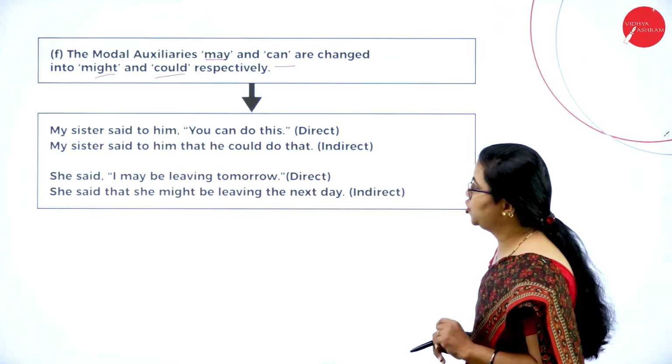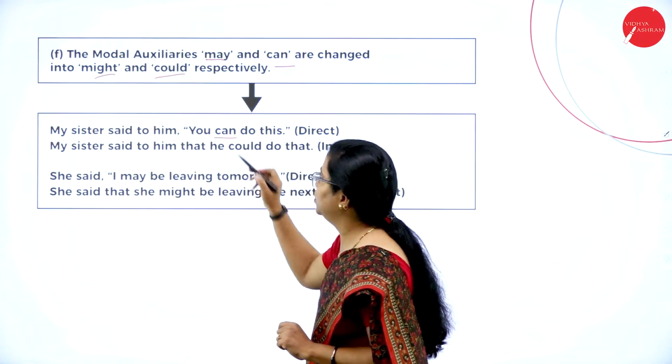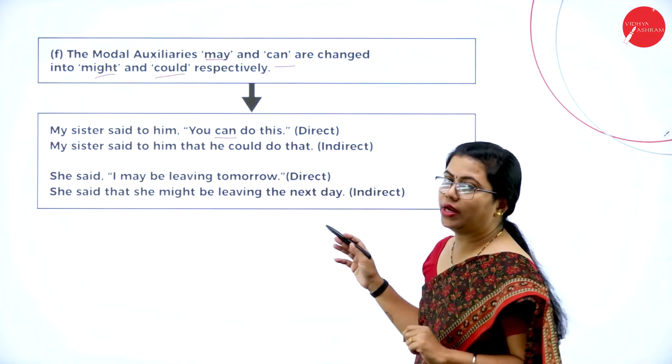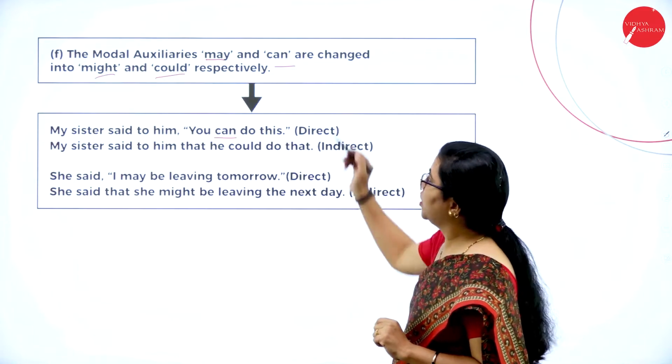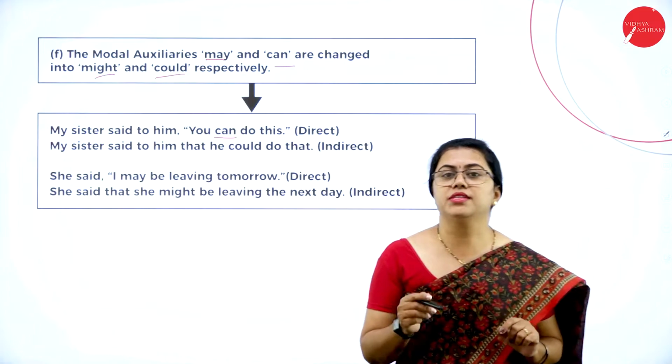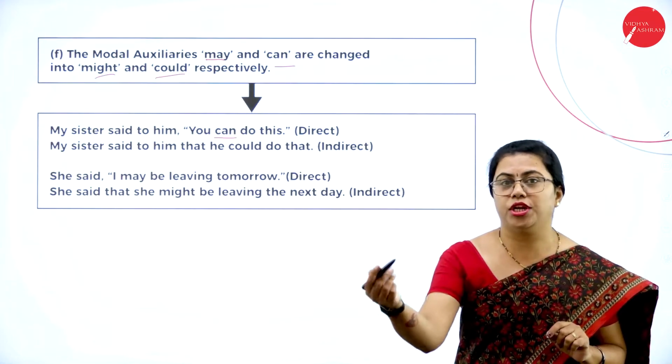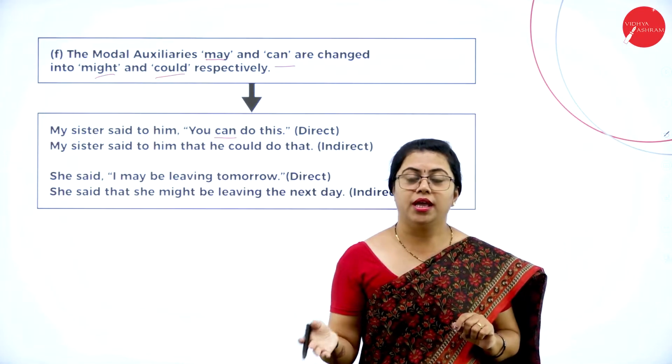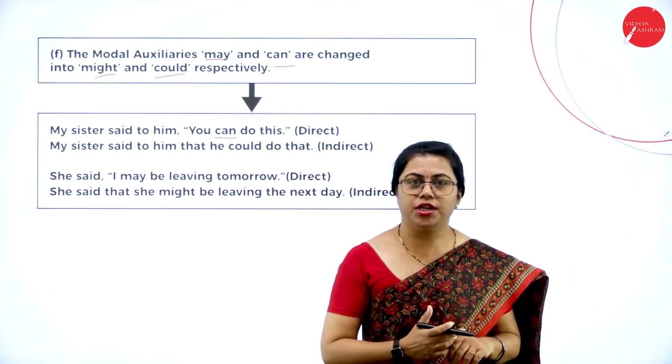My sister said to him, "You can do this." So can is changed to could as per the rule here. Here you can see there is no condition of this context given. In the previous slide you saw that based on the context you need to change it to should or would. But here there is no such condition given.